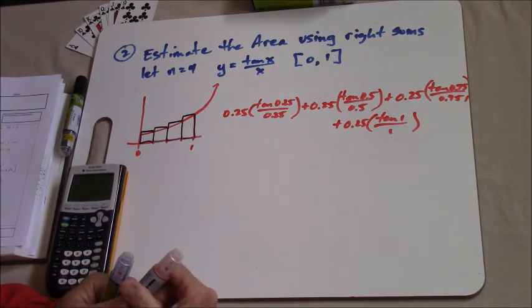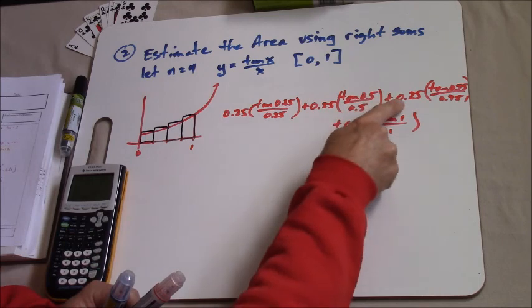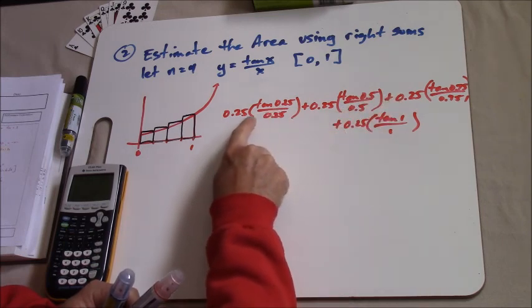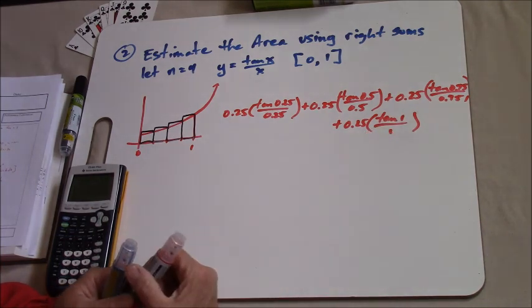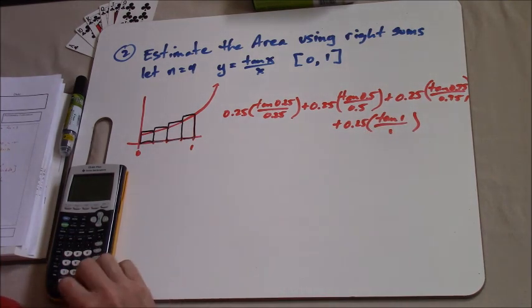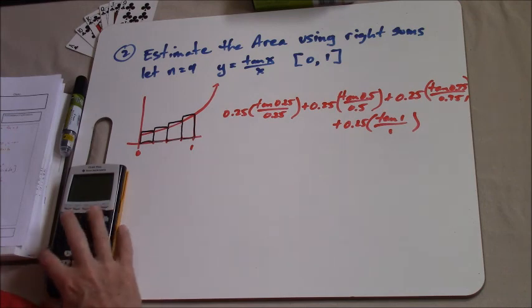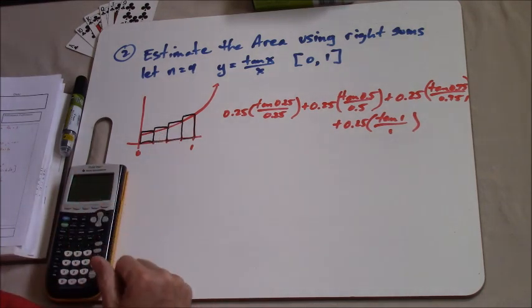Now I could have factored out a 0.25 and just, inside brackets, this plus this plus this plus this. That would have worked. That's how I'm going to punch it into my calculator. So get back to the home screen. Second quit, if you don't remember that, is how you get back to your home screen.